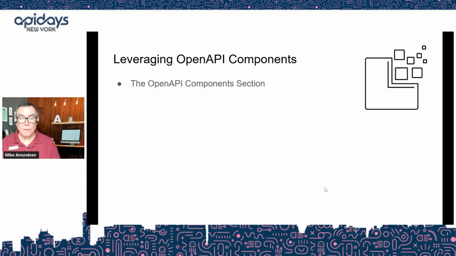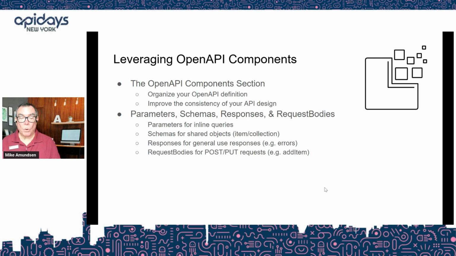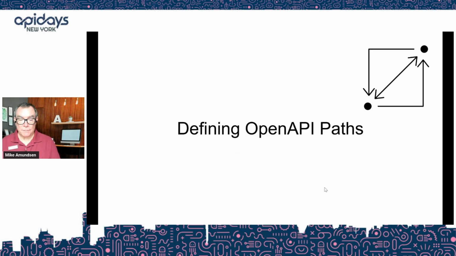So we've talked about the notion of the component section holding all of the key building blocks, and I've focused quite a bit of time on that. So organize your OpenAPI definition there. Improve the consistency of your API design by using these components over and over again. And those components are parameters, schemas, responses, and request bodies. Every single one of them has an important message or an important aspect that's going to make it a powerful design tool. This makes it easy in the future to modify your design. You can modify a request body in one place and it percolates into every place that it needs to be used.